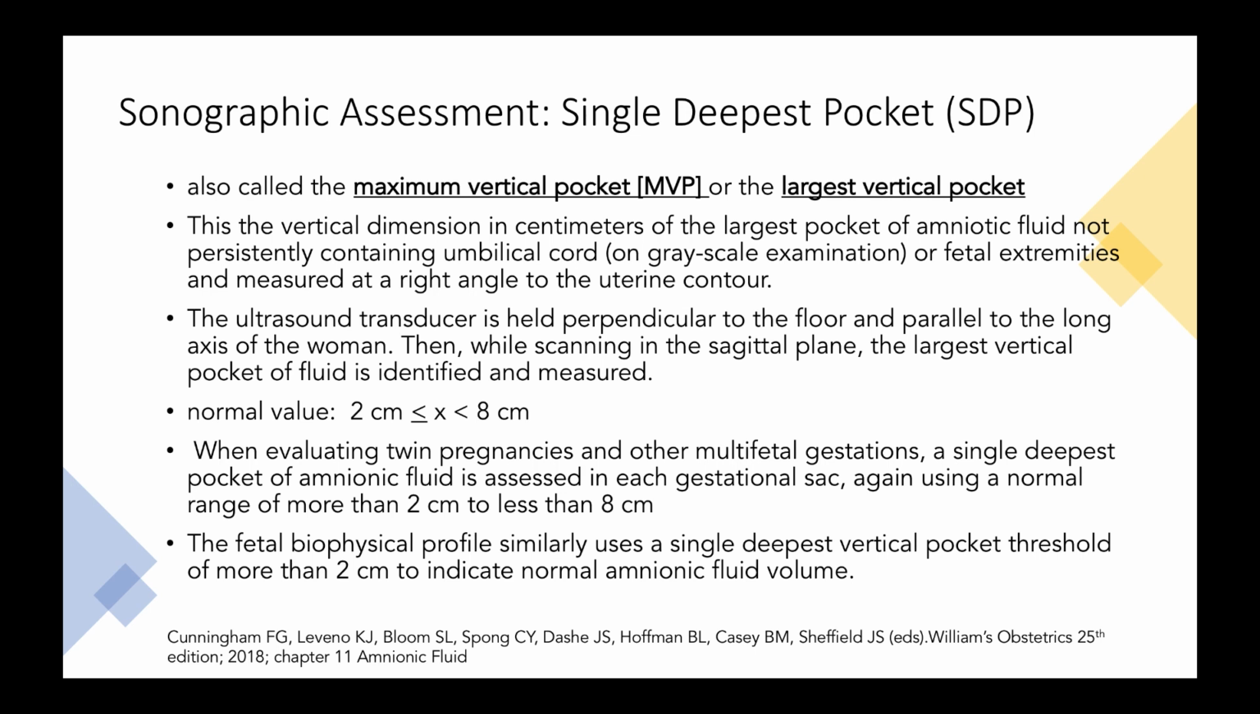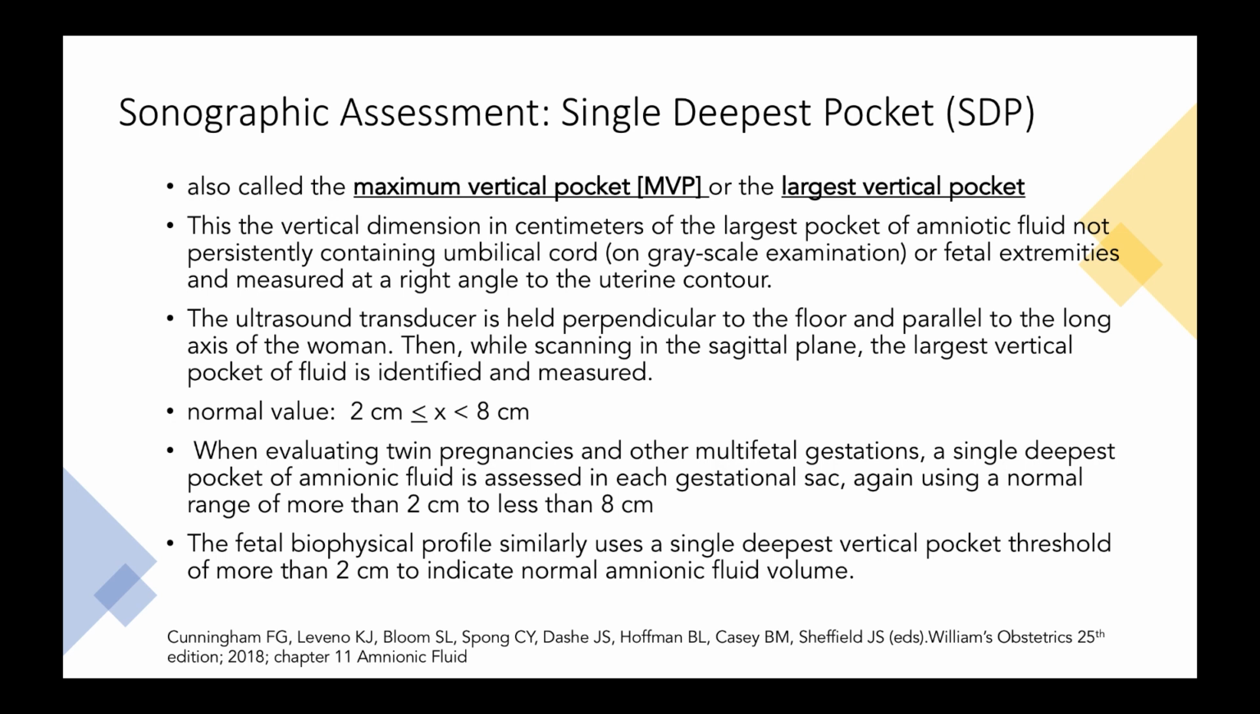Let's first discuss SDP, or the single deepest pocket. This is also called maximum vertical pocket or the largest vertical pocket. This is the vertical dimension in centimeters of the largest pocket of amniotic fluid not persistently containing umbilical cord or fetal extremities and measured at a right angle to the uterine contour. The ultrasound transducer is held perpendicular to the floor and parallel to the long axis of the patient. Then, while scanning in the sagittal plane, the largest vertical pocket of fluid is identified and measured.